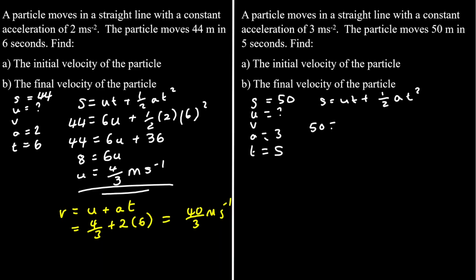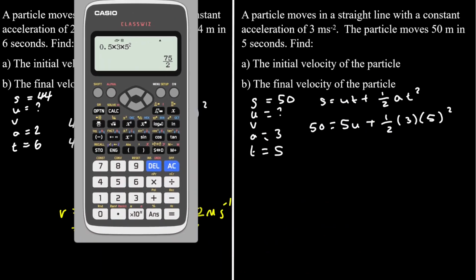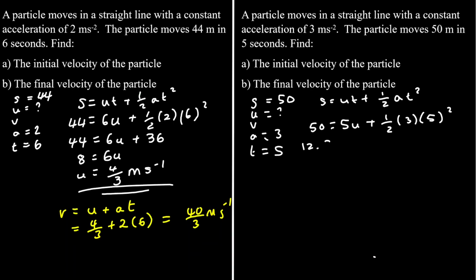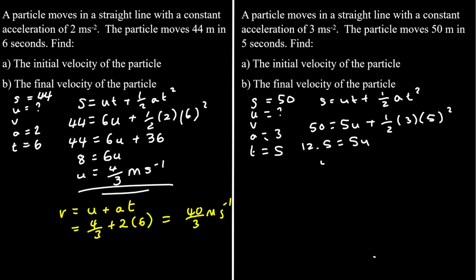So 50 equals 5 times u plus half of 3 times 5 squared. Half of 3 times 5 squared is 75 over 2. 50 equals 5u plus 75 over 2. So 50, take away the answer, 25 over 2, or 12.5, is equal to 5 times u. So divide by 5, and we get 2.5.